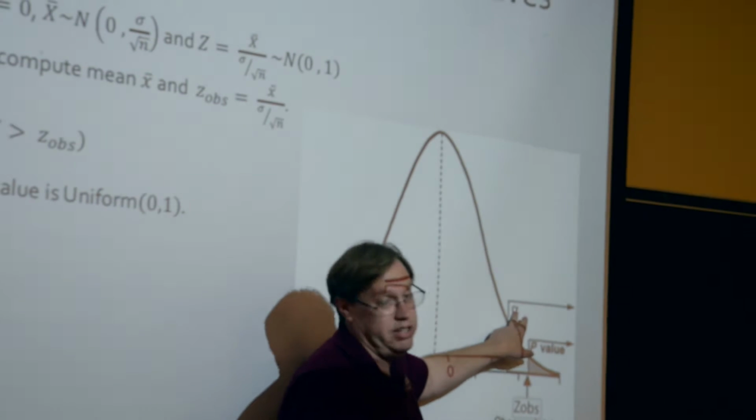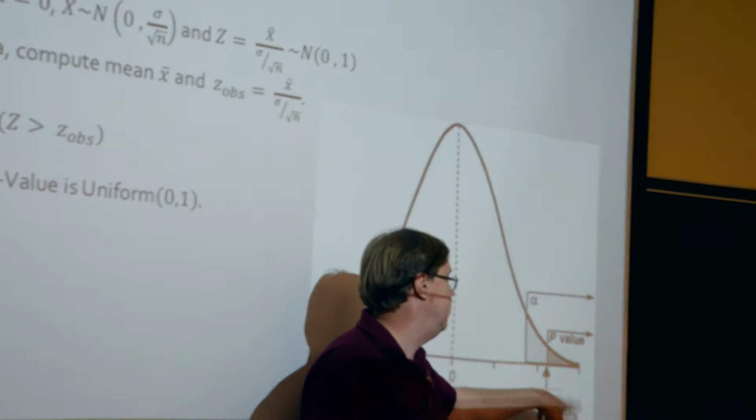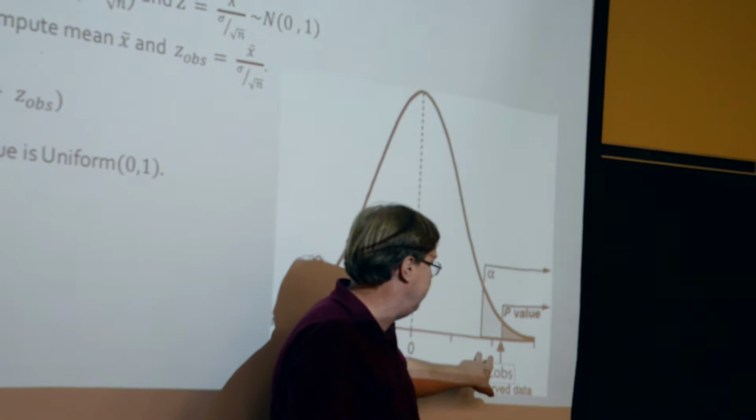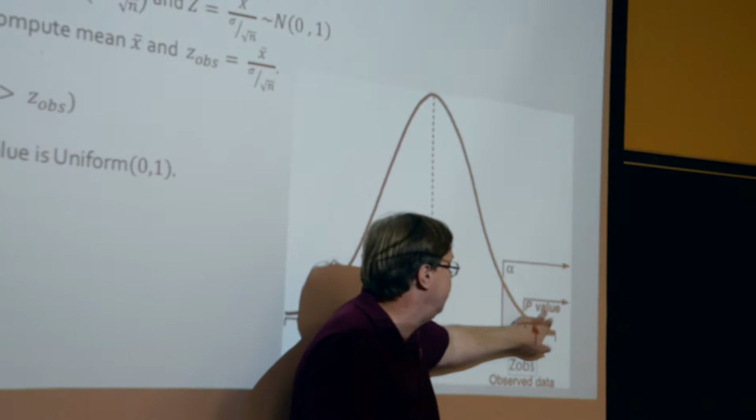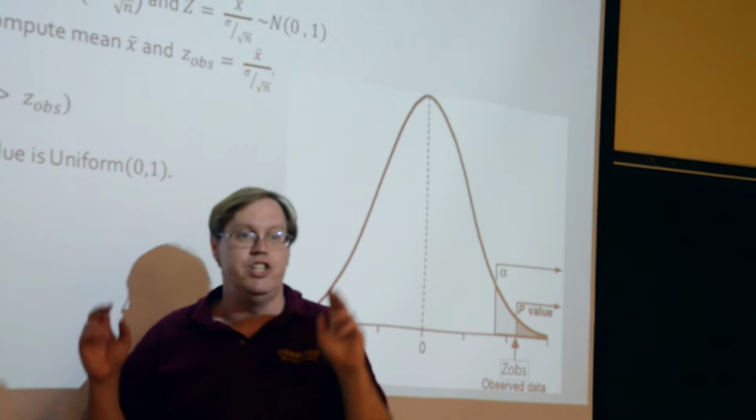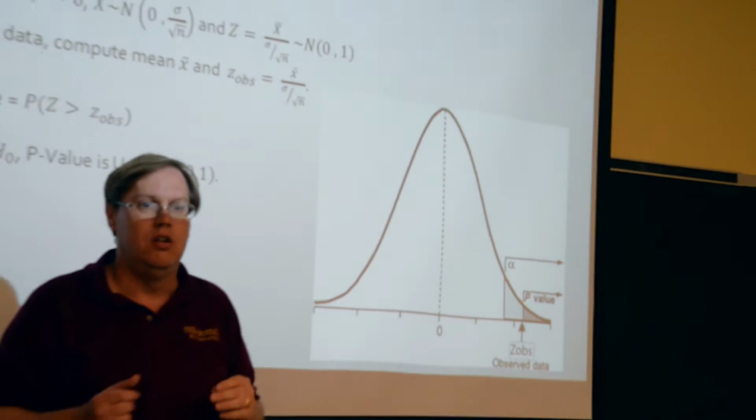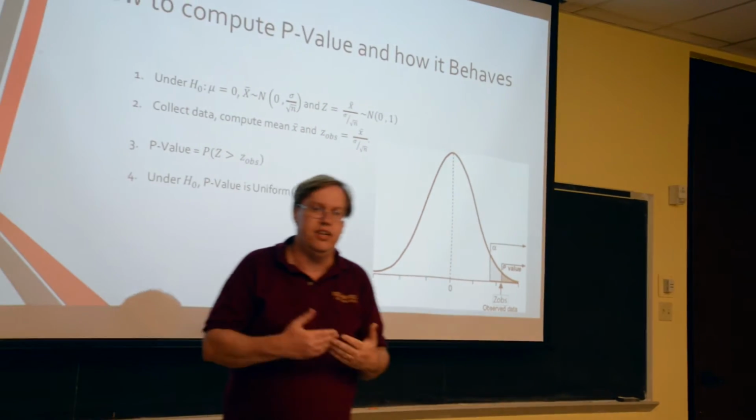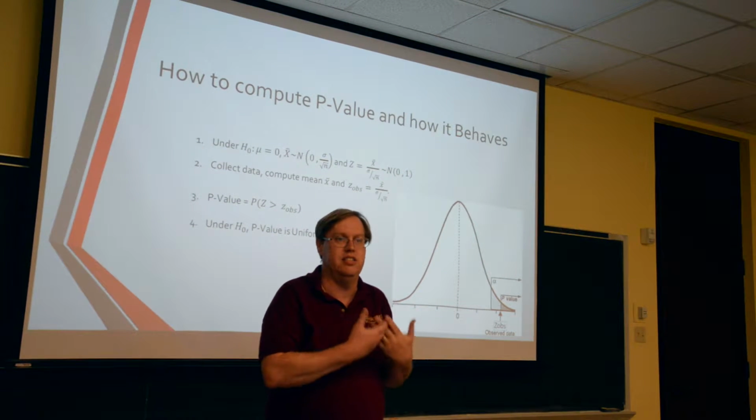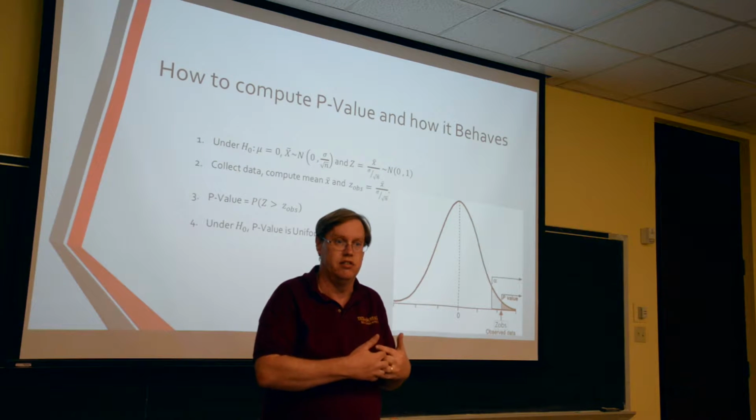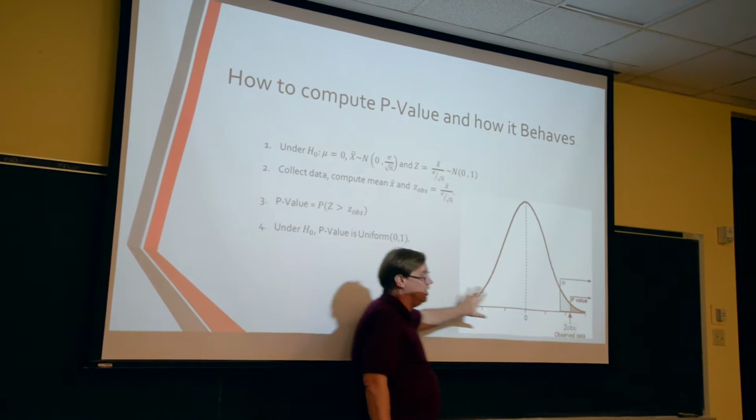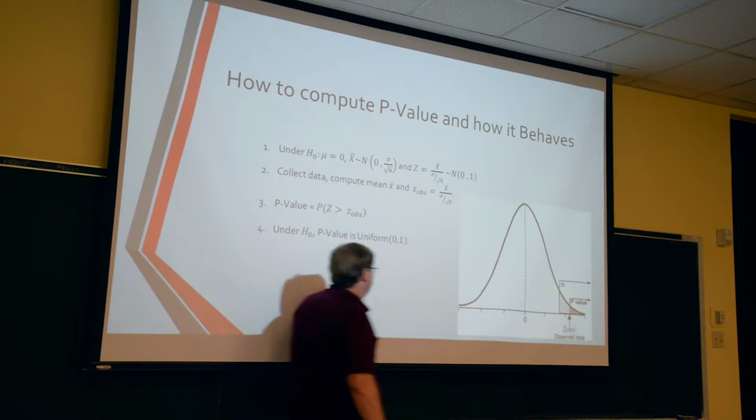And typically we would choose some value of alpha, and we compare either z observed to this cutoff value, or we compare the p-value to alpha. And if the p-value is smaller than alpha, we say we reject the null hypothesis, or we say that there's a significant difference from 0 in the data that we collected, or there was a statistically significant gain in learning in my context. Okay, so that's the standard thing, nothing terribly new there.